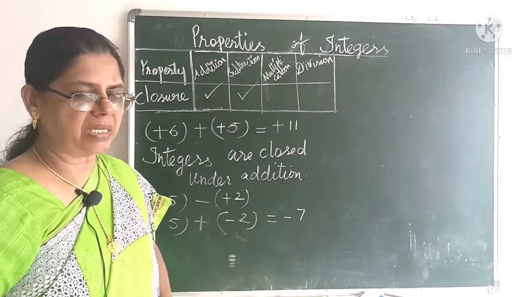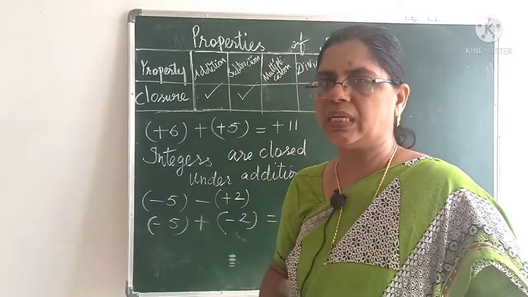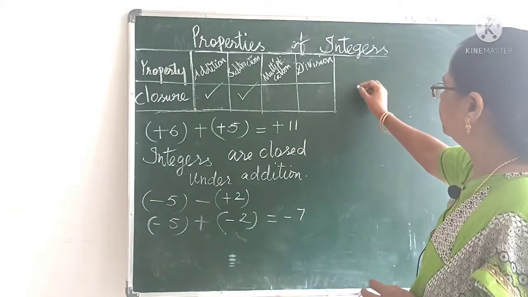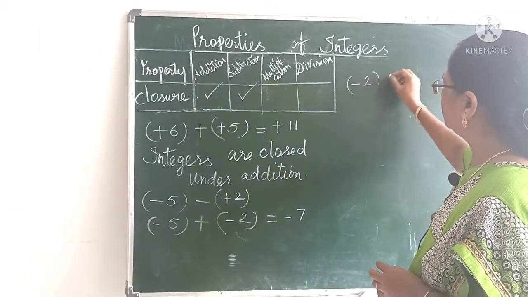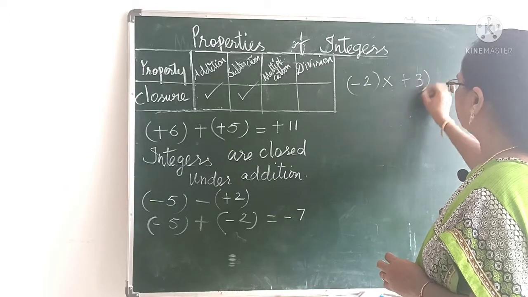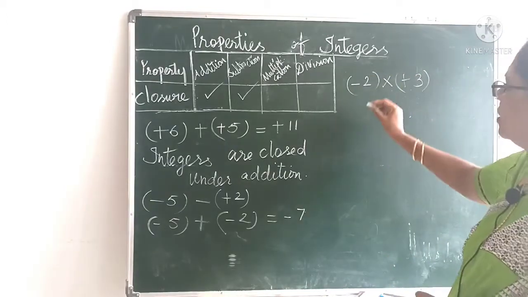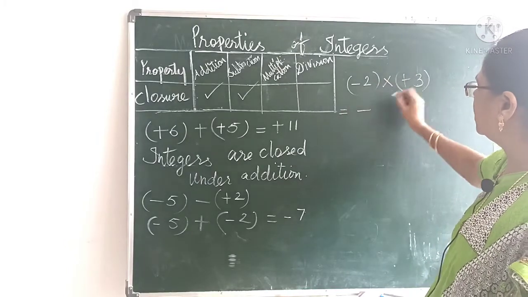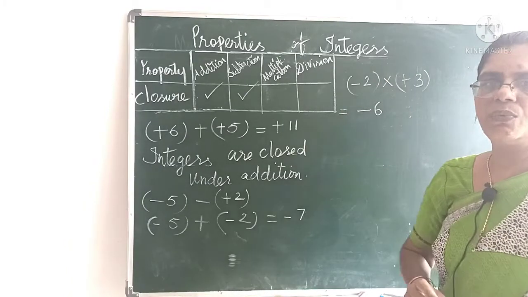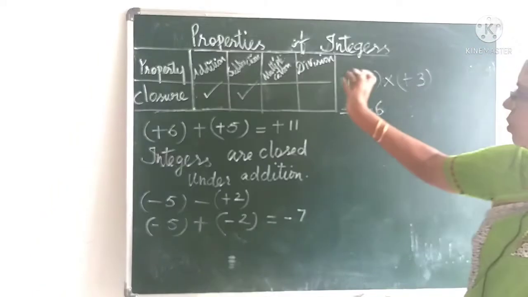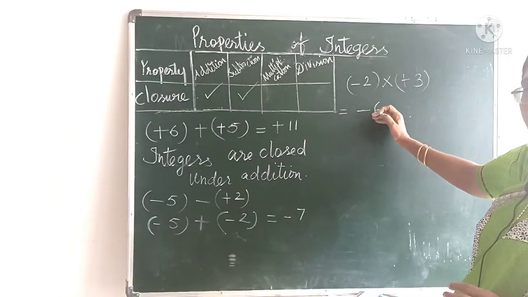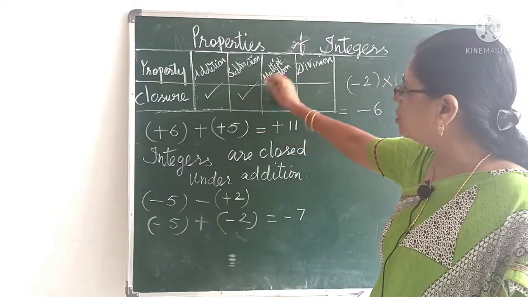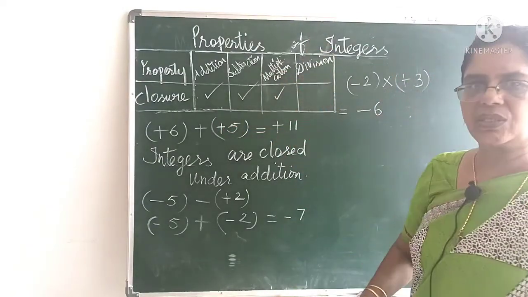Now let us check multiplication. Let us multiply two integers and see whether the product is also an integer. Minus 2 into plus 3. These are the two integers. Minus into plus is equal to minus. 2 into 3 is 6. So when we multiply two integers, the product is also an integer. So we say integers are closed under multiplication.